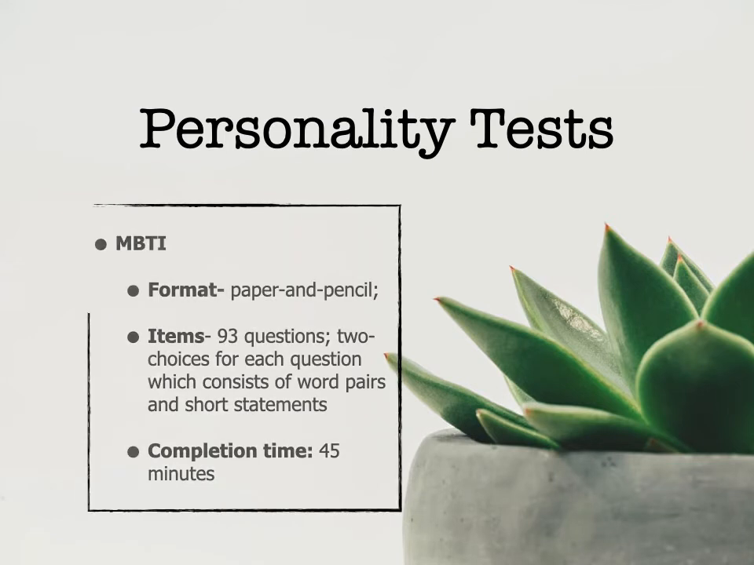MBTI can be administered in a paper and pencil format. It is composed of 93 questions. For each question, there will be two choices, which consist of word pairs and short statements. Later on, we will see a sample question for MBTI. Completion time takes around 45 minutes.